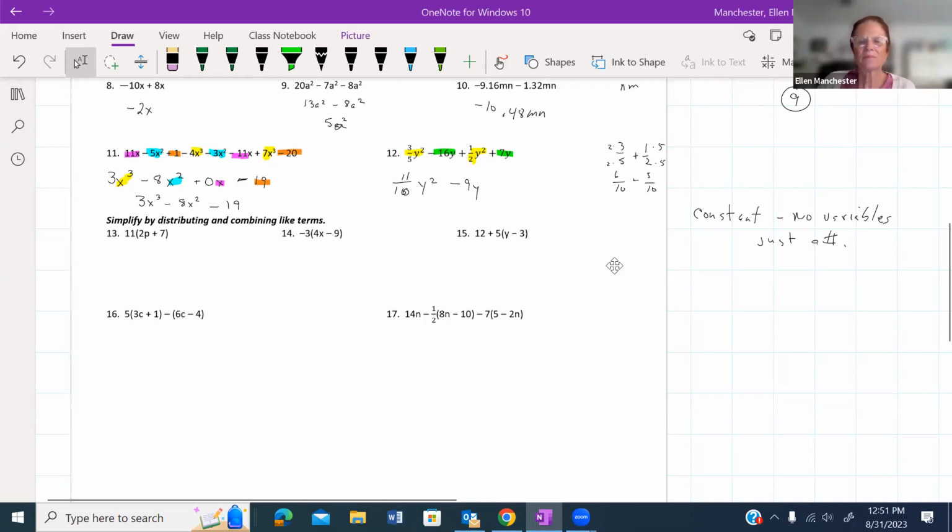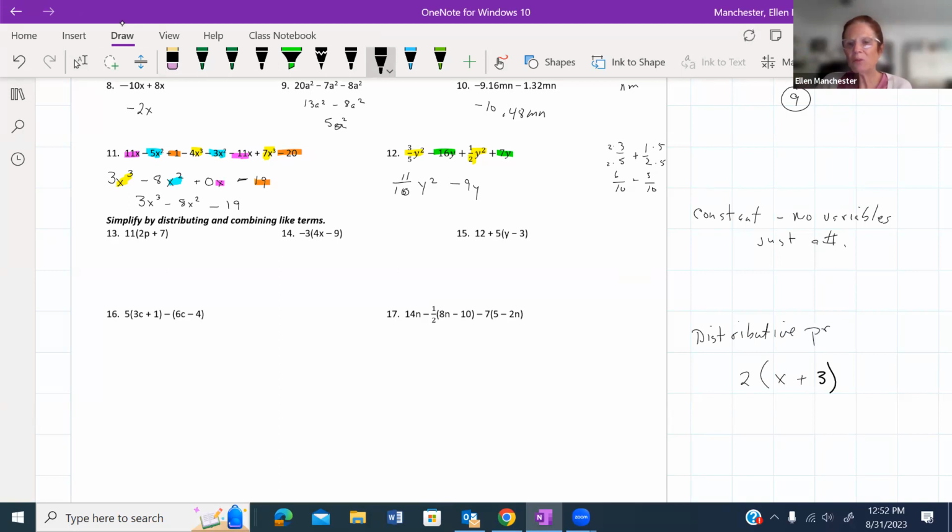Okay. All right, last little section. So now what we're going to do is combine what's called the distributive property and combining like terms. So the distributive property is just multiplication. But what you're doing is you're distributing. If I have this as my expression, right?